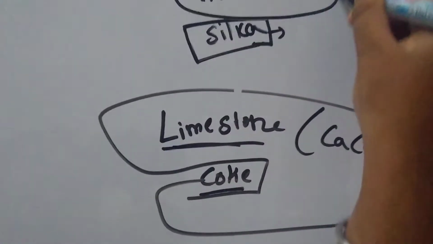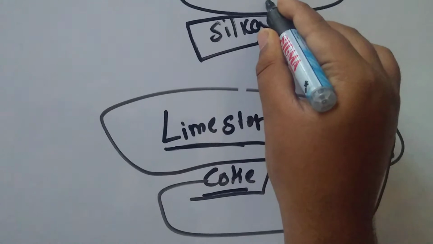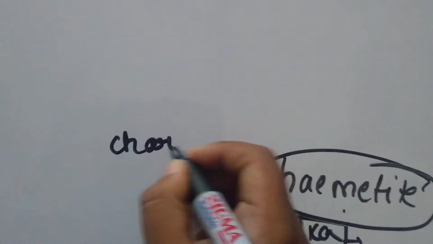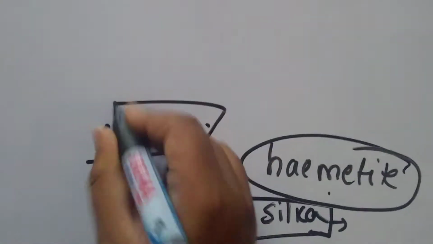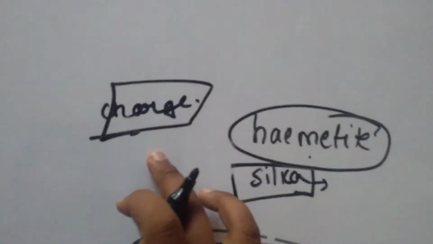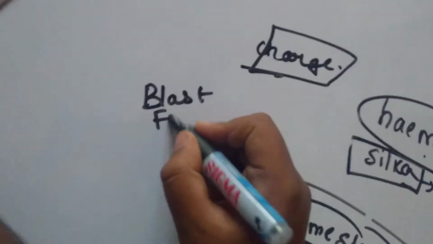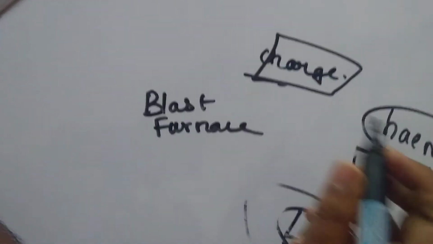This pure hematite ore with a mixture of limestone and coke is called charge, and this charge is fed into a furnace called a blast furnace.